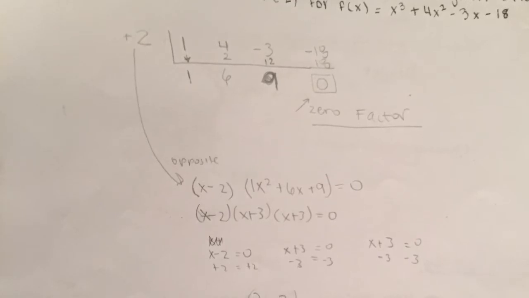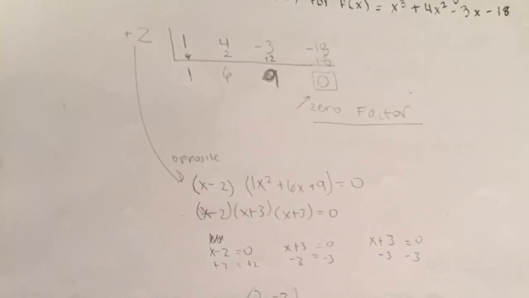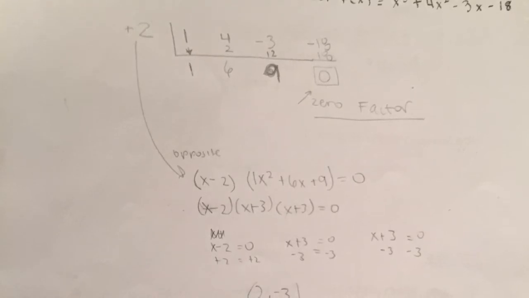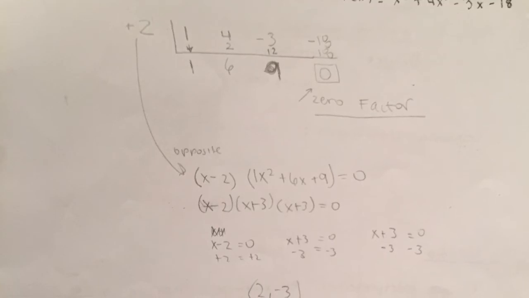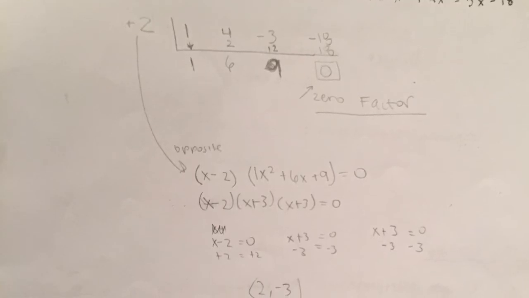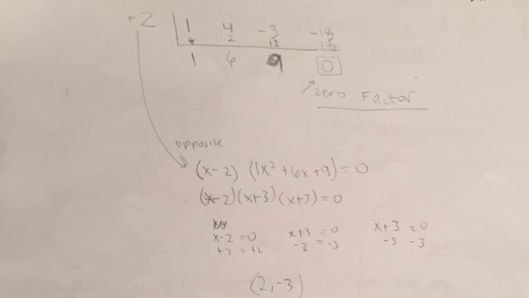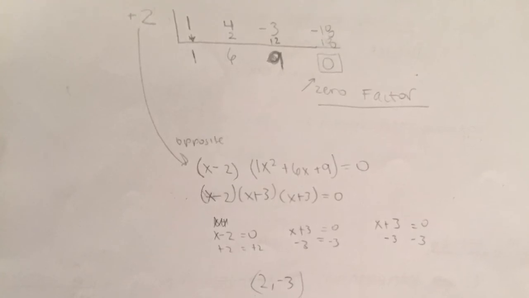So you bring down the positive 2 and make it x minus 2 because you need to make that an opposite. So then the equation you get is 1x squared plus 6x plus 9, and you set it equal to 0. And then what you want to do is factor out the numbers and set it equal to 0 again, and then the numbers that you get for the solution is 2 and then negative 3.